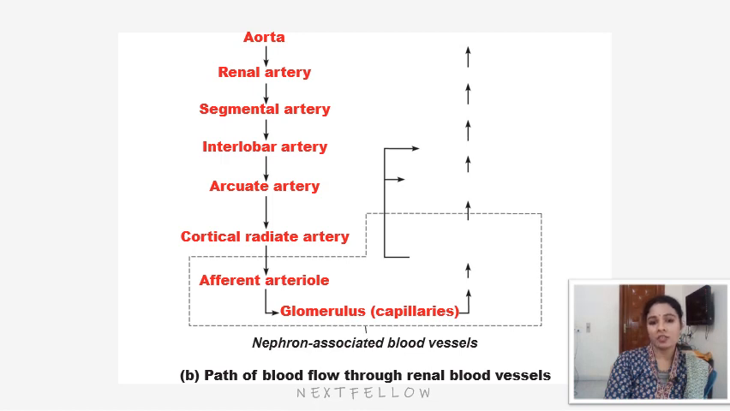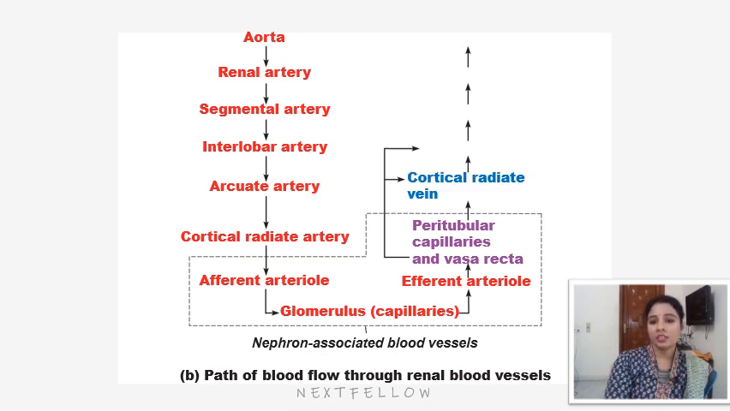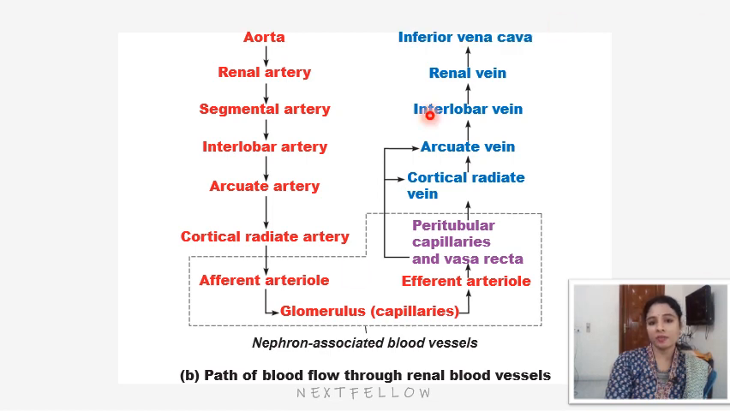the plexus in the glomerulus called capillaries, then efferent arteriole, then peritubular capillaries or vasa recta, then cortical radiate vein, then arcuate vein, interlobar vein, renal vein, and finally drains into the inferior vena cava. So the arteries and veins within this dotted box represent the blood vessels associated with the nephron level. So nephron associated blood vessels.